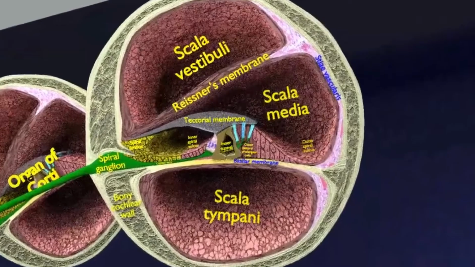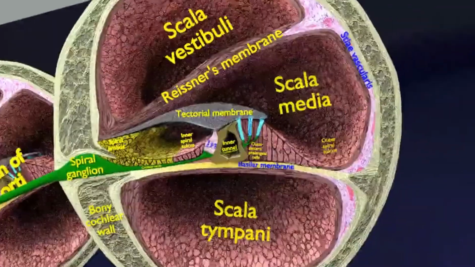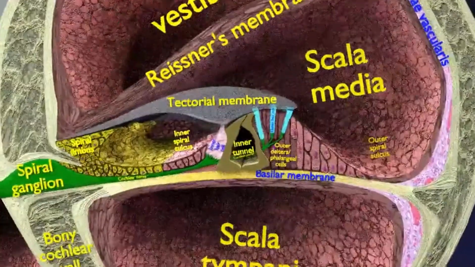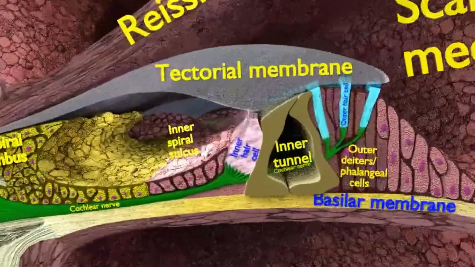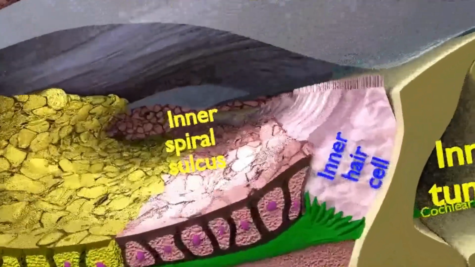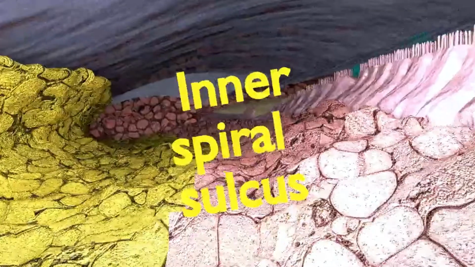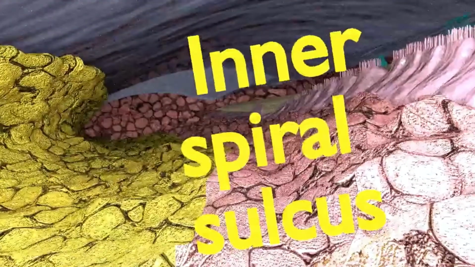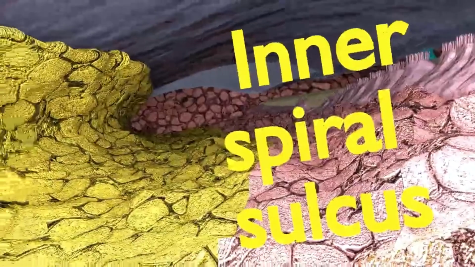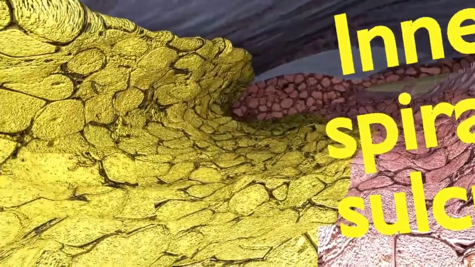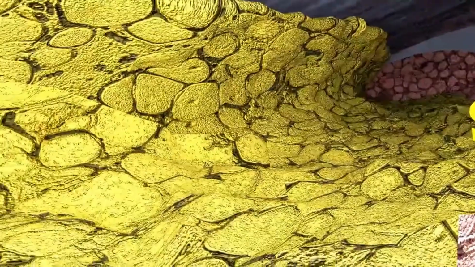Now, let us see some of the structures inside the floor of the scala media. On the inner side of the inner hair cells and the cells that support them is a curved furrow called the inner spiral sulcus. This is lined with more or less undifferentiated cuboidal cells.